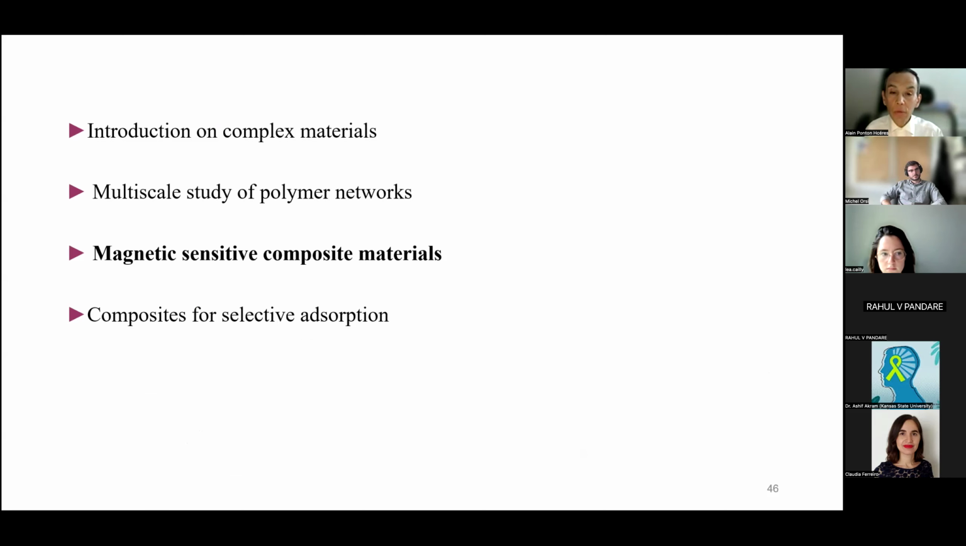Now, I will move to the first example of composite materials, and in particular, magnetic sensitive materials. So we know how to characterize, to investigate the polymer matrix. Now we introduce fillers to obtain composite materials. So the first example is composite materials.